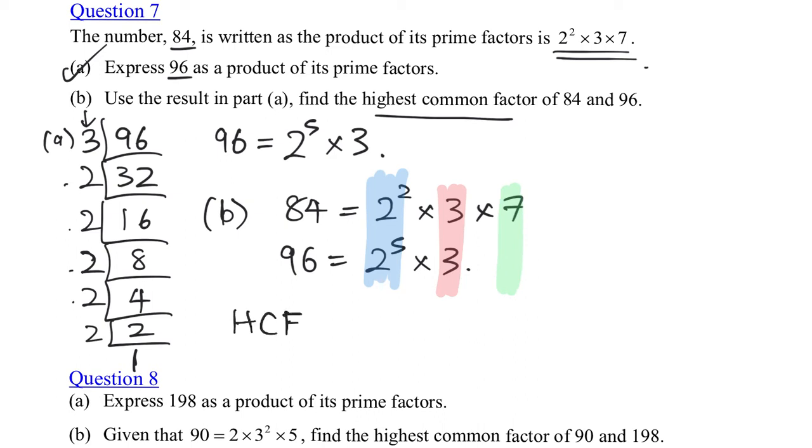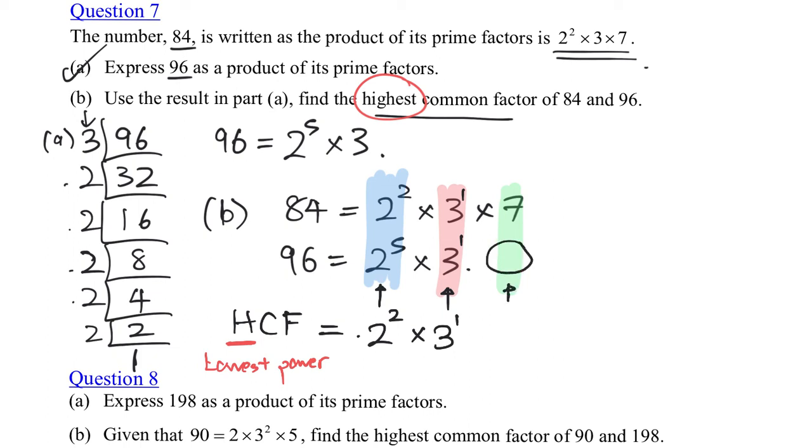Now when I do the HCF, ironically, we are not going to take the highest, but actually we're going to take the lowest power that we see of each column. So for example, in this first column, 2 squared is the lowest power. This column, we have equal power 1s, so I'll just take 3 power 1. Now, this column, I have nothing here. Okay, so I will take nothing.